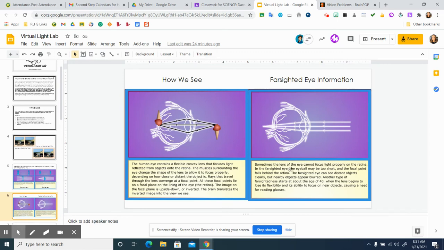So for farsighted, sometimes the lens of the eye cannot focus light properly on the retina. In the farsighted eye, the eyeball may be too short and the focal point falls behind the retina. The farsighted eye can see distant objects clearly, but nearby objects appear blurred. Another type of farsightedness starts at the age of 40 when the lens begins to lose its flexibility and ability to focus on nearby objects, causing a need for reading glasses.